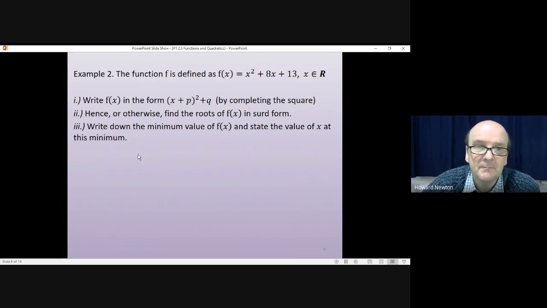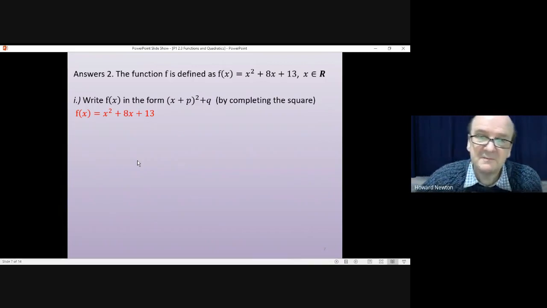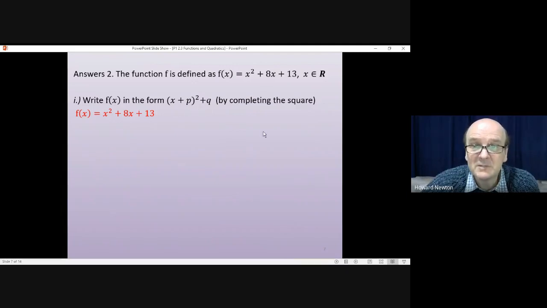Okay, let's have a look. So part 1 asks us to write the function in that form. And that is the form that you get when you complete the square, if you remember doing that. So you start off with a function, x squared plus 8x plus 13. We need to get a squared bit in brackets. That'll begin with x, and the number will be half of 8. So you get x plus 4 squared.